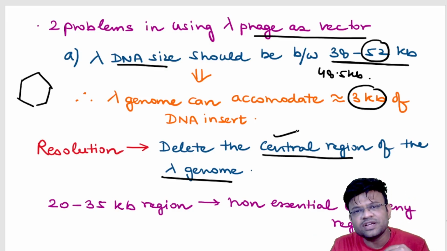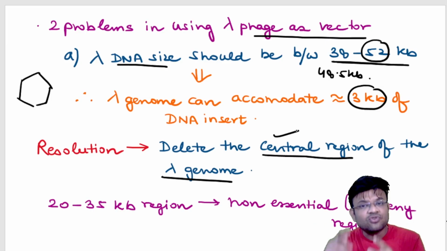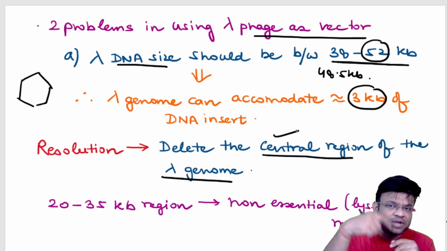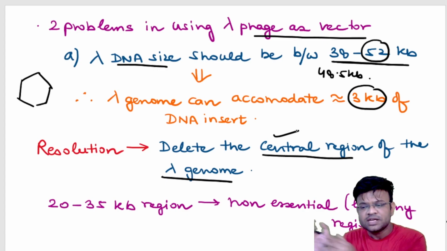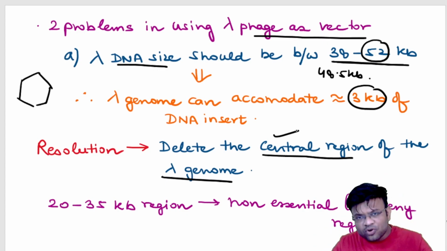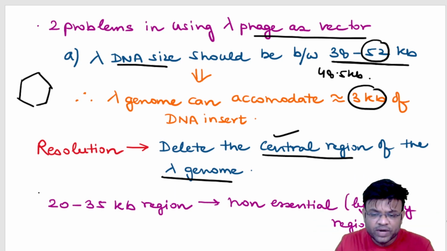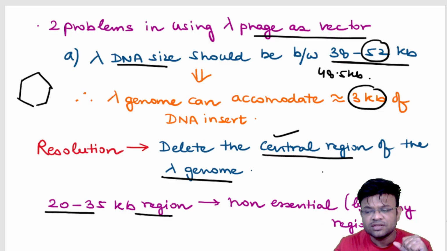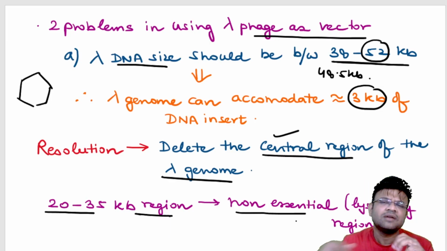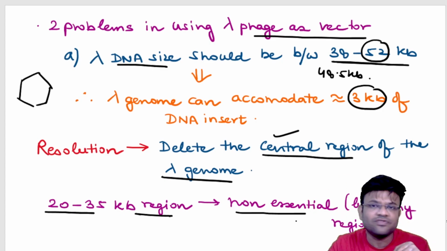So what is the central region? This is a region that is not very essential for our purposes. Of course, it is essential for the lambda phage, but it is not essential for our purposes. So if we delete this particular central region and then put our gene of interest in place of this, then we would be getting a larger window. That means 20 to 35 kb of region can be deleted. The central region is roughly around 20 to 35 kb. This is non-essential for us, but it is essential for the virus to cause lysogenic infection.